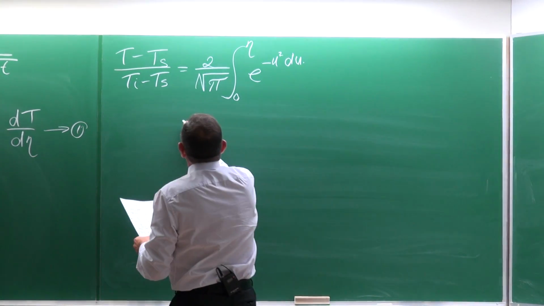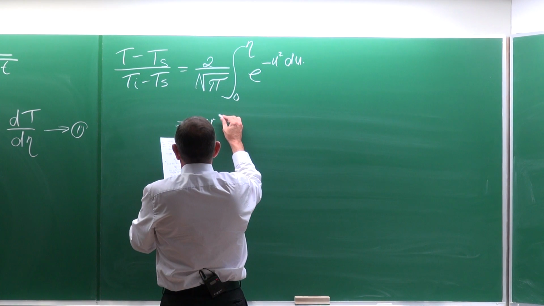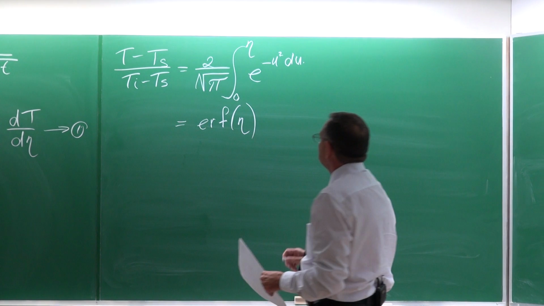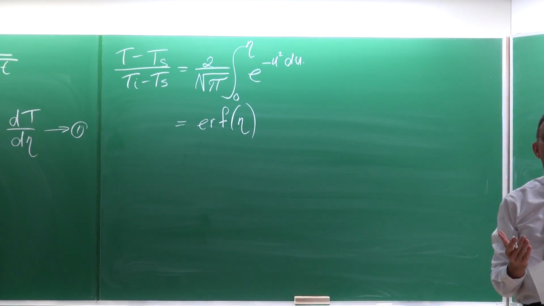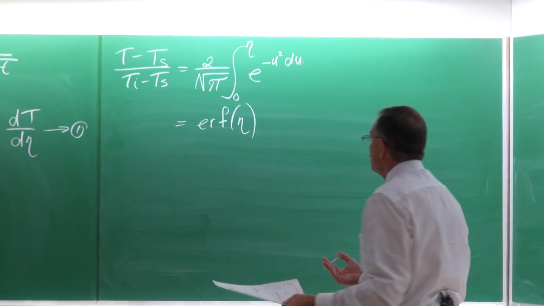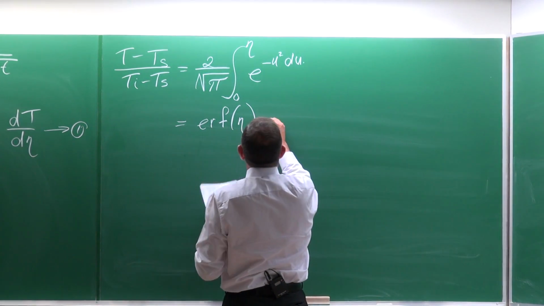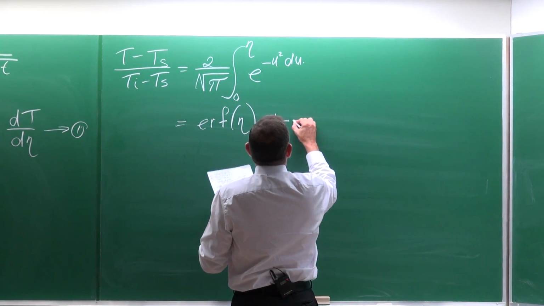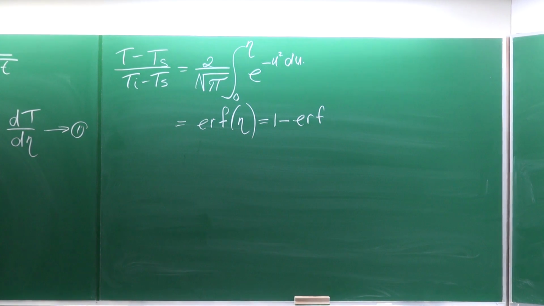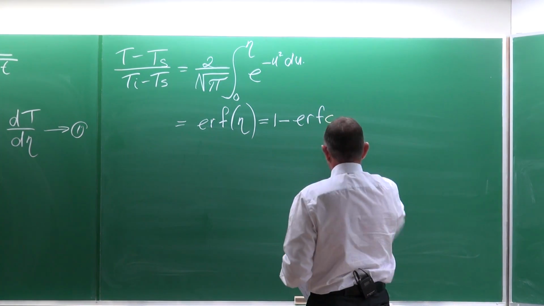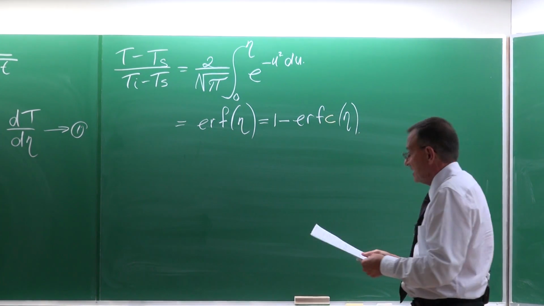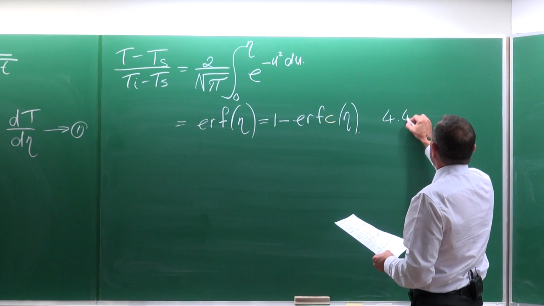Now, this is equal to what is called the error function, the error function of eta. And the error function is something like the cosine function or the sine function. And that can also be written as 1 minus the error function, take note, erfc, which means the complementary error function. And that is equation 4.43 in your textbook.